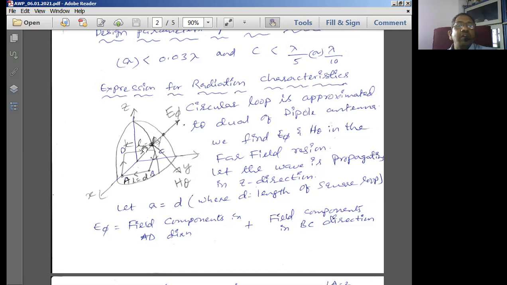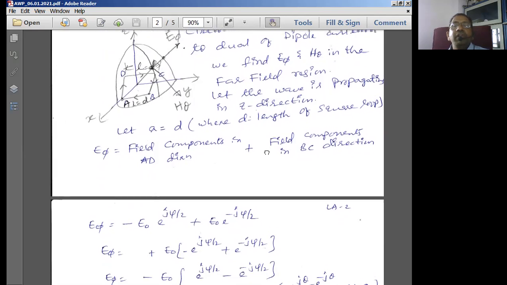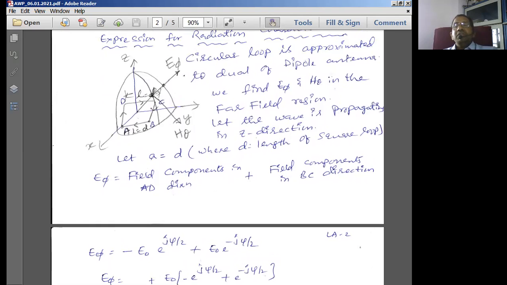This length L is always going to be constant, which is equal to the radius of the circle. Under that consideration, we proceed further. Here we have to find the E phi and H theta expressions in the far field region. We always write the equations for the far field region; we don't really look into the near field region equations.